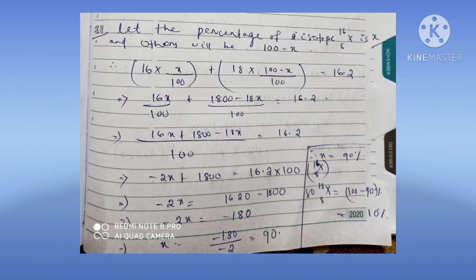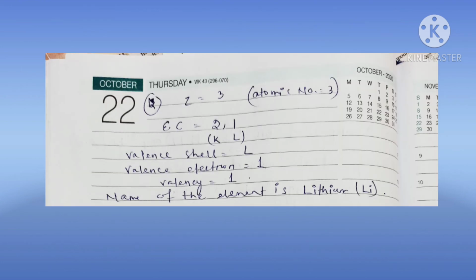Okay, next come to question number 11. The average atomic mass of a sample of an element X is 16.2 unit. What are the percentages of the isotopes of X, 16 and 18? So the same formula I will use, students: 16 into x by 100 plus 18 into (100 minus x) by 100, because if the percentage of one isotope is x, then the other will be 100 minus x, since it is asking for percentage. The atomic mass 16.2 is given, so you will get the answer. Then question number 12.